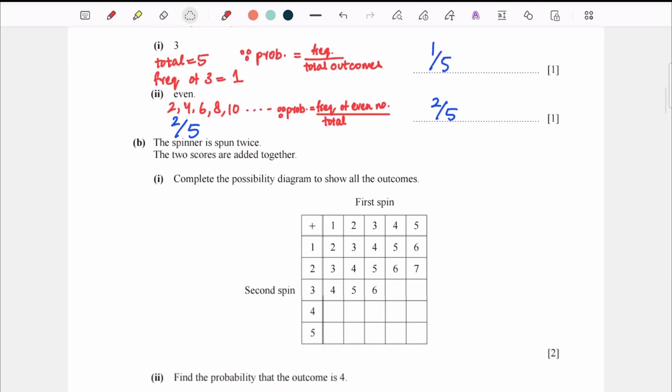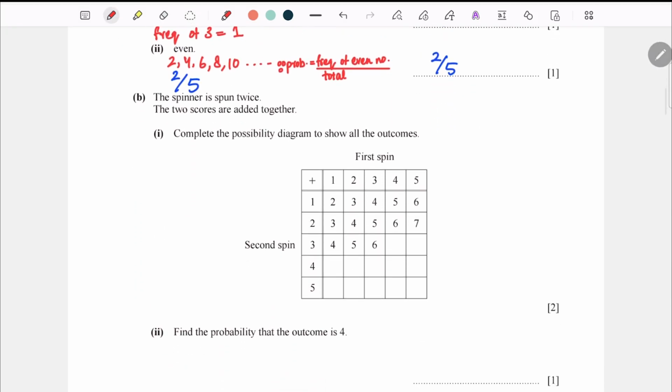In part B, the spinner is spun twice and the 2 scores are added together. Complete the possibility diagram to show the outcomes. So we'll basically be adding 4 and 1, we get 5. Then 4 and 2 are added to get 6. 4 and 3 are added to get 7. 4 and 4 added to get 8. 4 plus 5 is 9.